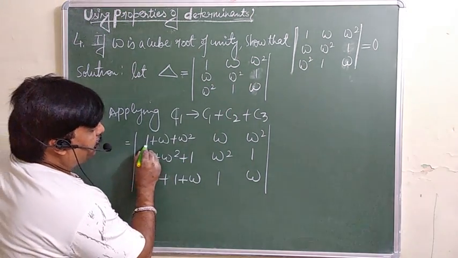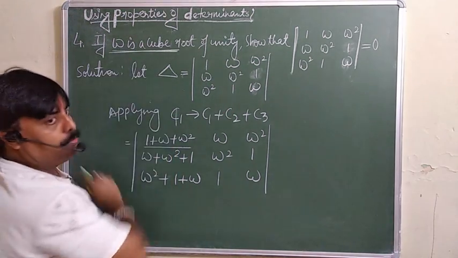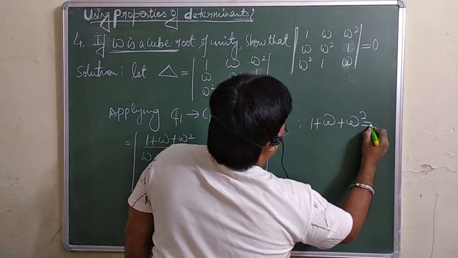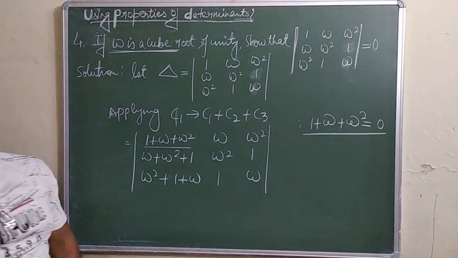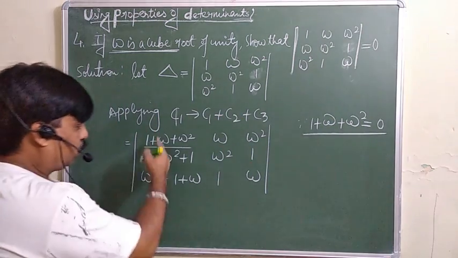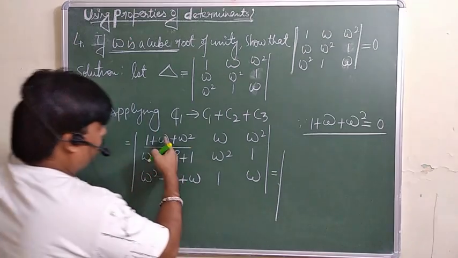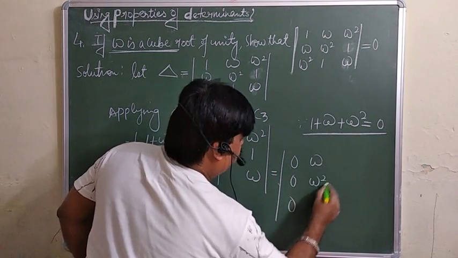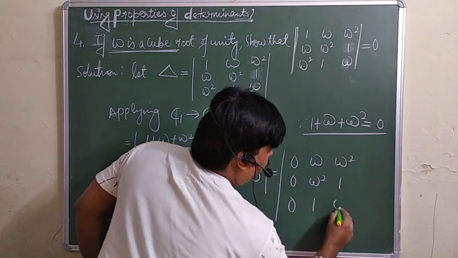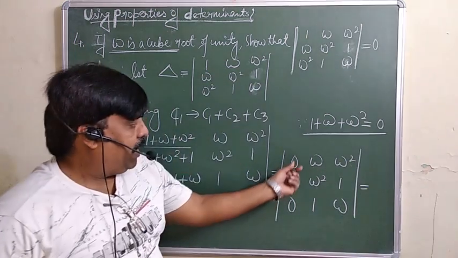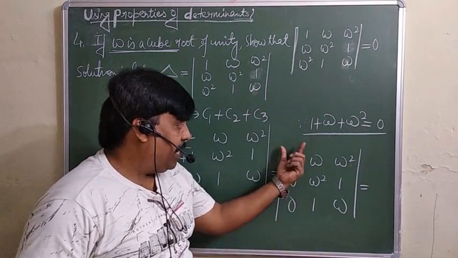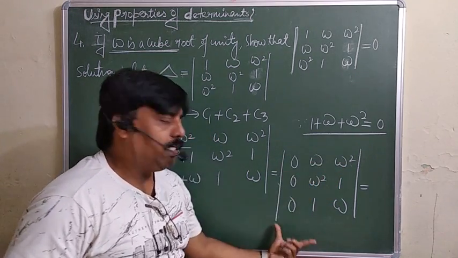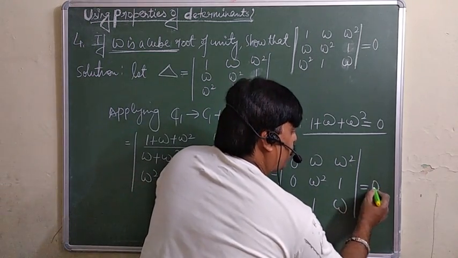But here the important property is that omega is a cube root of unity, and we know that 1 plus omega plus omega square is equal to 0. This is already known in complex numbers. So what you will get is 0, 0, 0 in the first row, and omega square, 1, omega square, 1, omega in the others. The property says that if the entire elements of a row or column are 0, then the determinant is always 0. So this is equal to 0 by property.